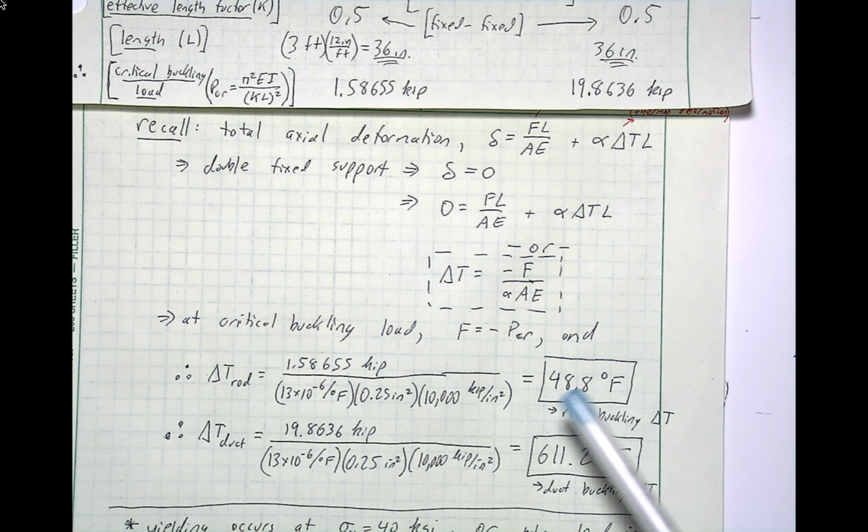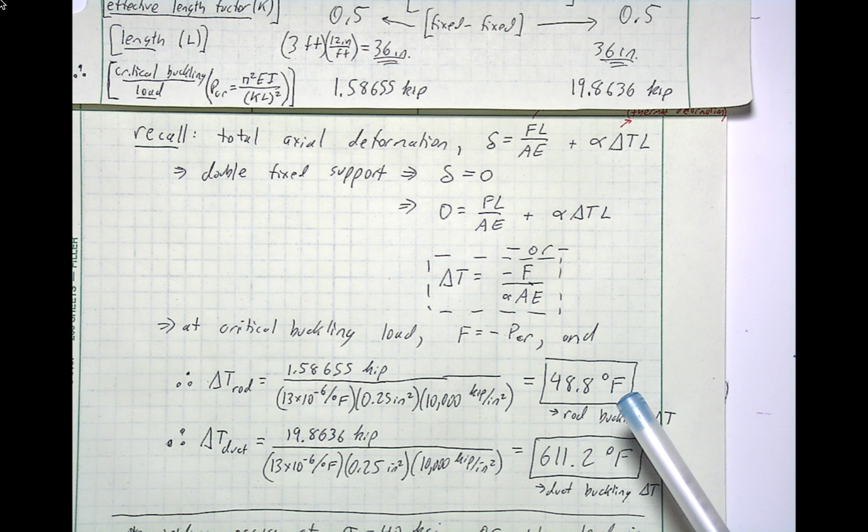And for the rod, buckling could occur at a temperature increase of just under 50 degrees, which is a large temperature increase, but not impossible or not unrealistic. The critical temperature change for the duct, with the much higher critical load, is a much higher temperature change, which is 611 degrees Fahrenheit. Now we're talking a little bit unreasonable of a temperature change for buckling of the duct, because that temperature change is quite extreme. But you could come up with situations where that could occur.